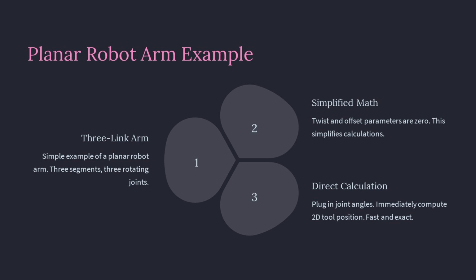The position of the end effector in the plane can be written in words as follows. The x-coordinate of the end effector equals the length of the first link times the cosine of θ1, plus the length of the second link times the cosine of the sum of θ1 and θ2, plus the length of the third link times the cosine of the sum of θ1 plus θ2 plus θ3.